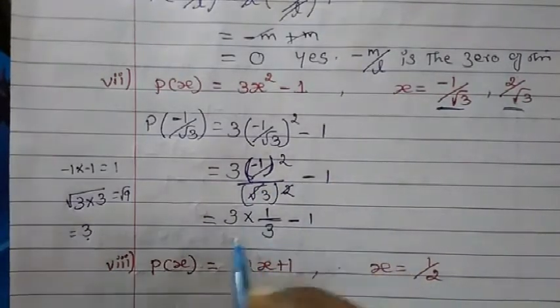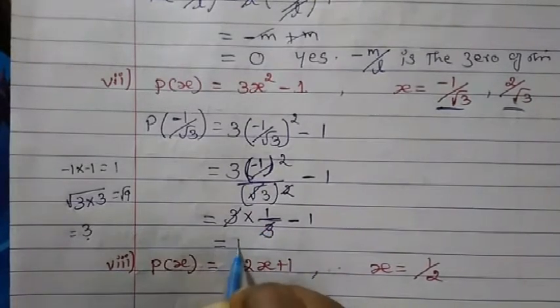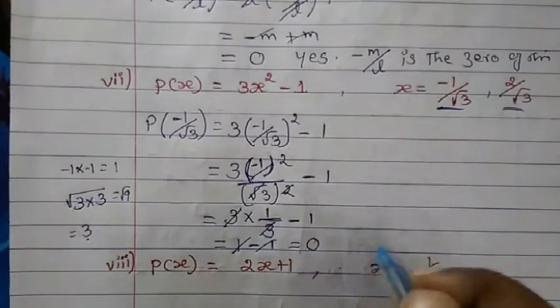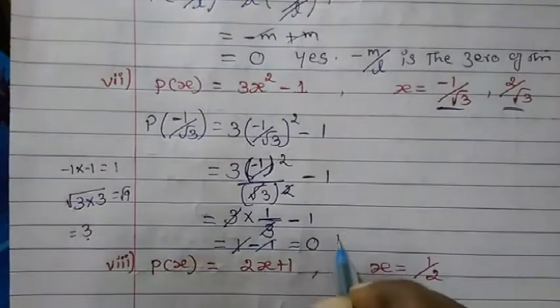So minus 1. Here 3 and 3 get cancelled. So what will we have now? Plus 1 and minus 1. So this also gets cancelled. So we will get 0. So the answer is yes.